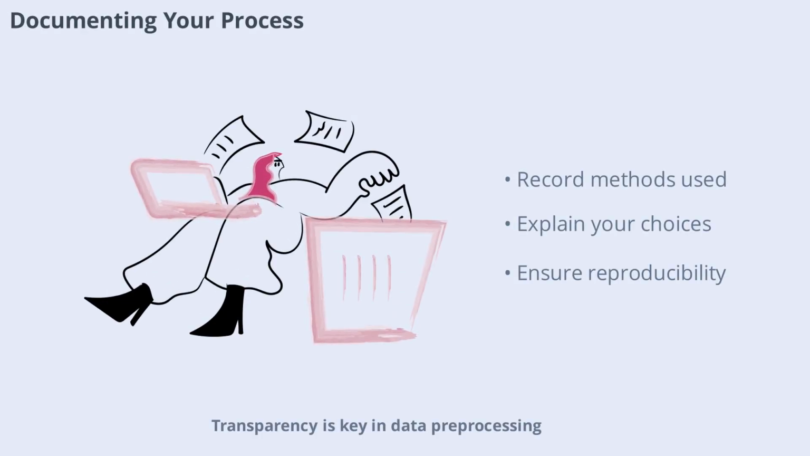Transparency is key in data preprocessing. Always document how you handle outliers, including the methods used and the rationale behind your decisions. This practice ensures reproducibility and helps others understand your analysis. Good documentation is especially important when sharing results with stakeholders or collaborating with a team.